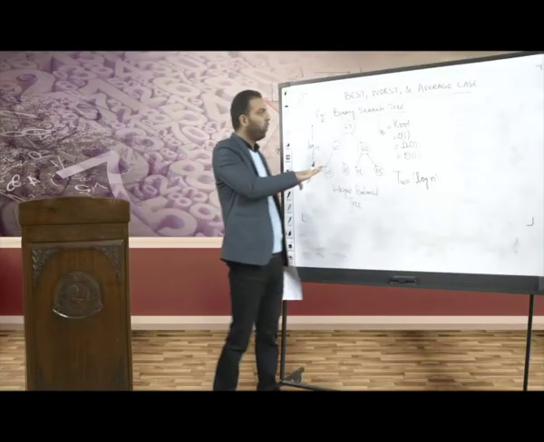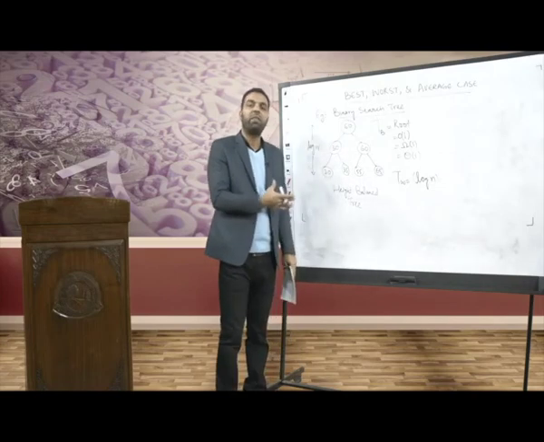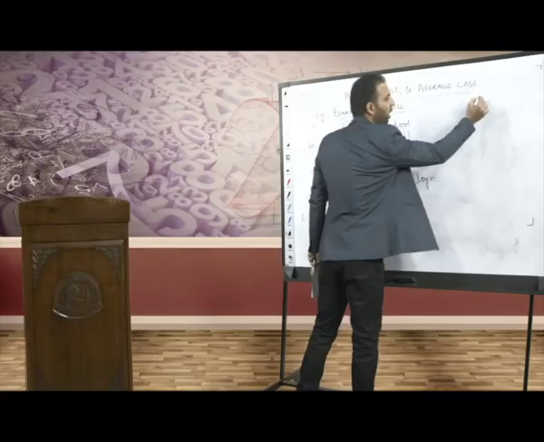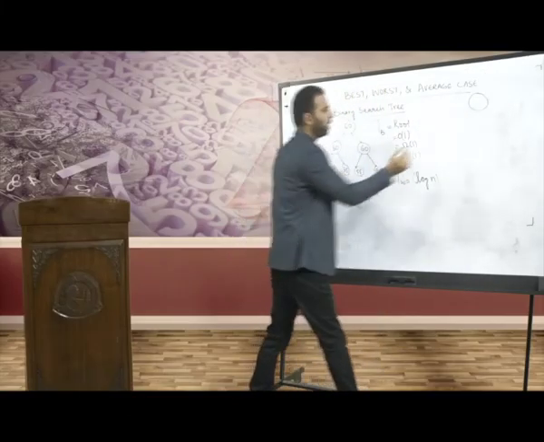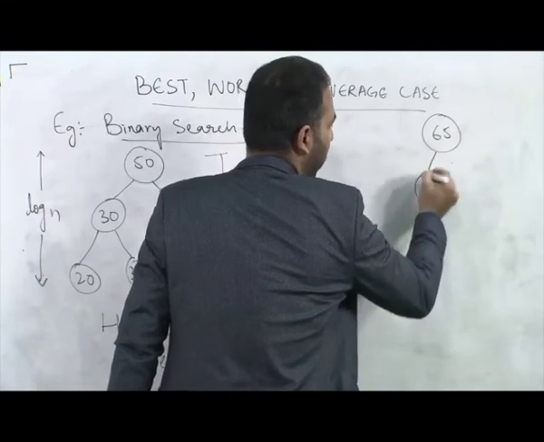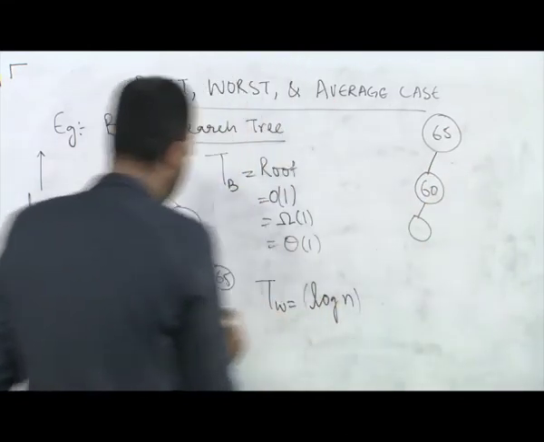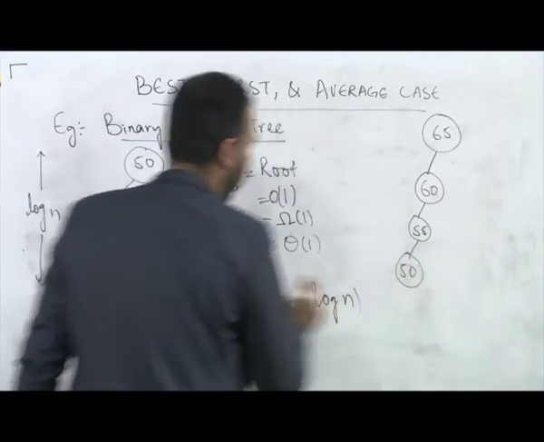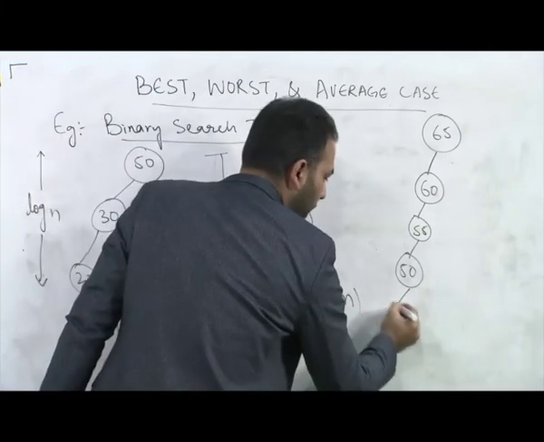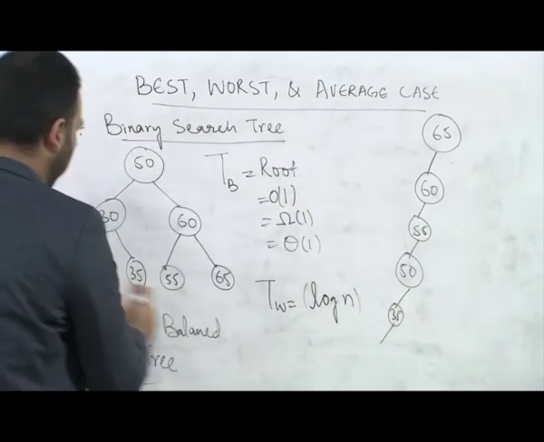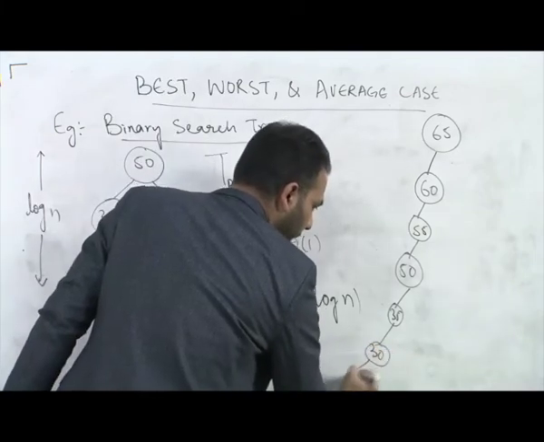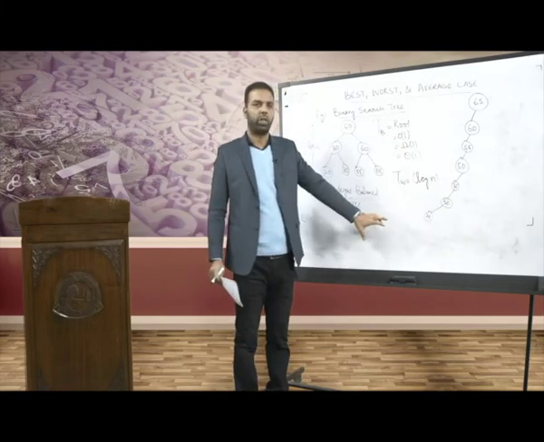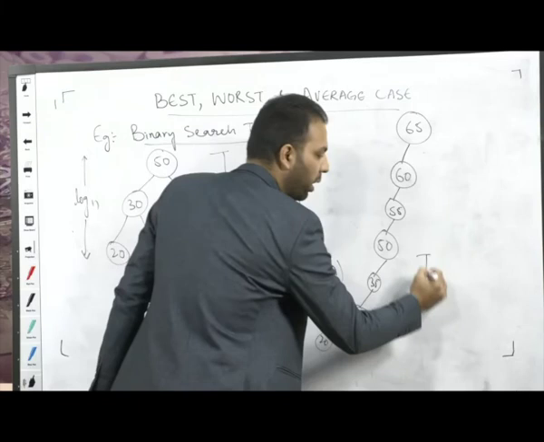There can be another scenario in your binary search tree where you have a skewed tree. This is a height balanced tree, and we can have the same binary tree in this manner. We can have the highest value, that is 65, then we can have 60, then 55, then 50, then 35, then 30, and finally we have 20. So this is also a binary search tree, but it is a skewed binary search tree. So here the height will be n, so the worst case will be n.